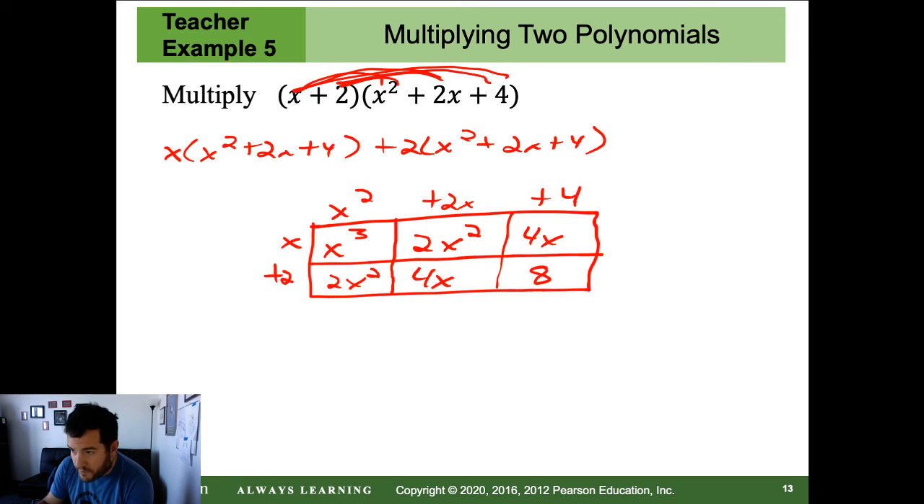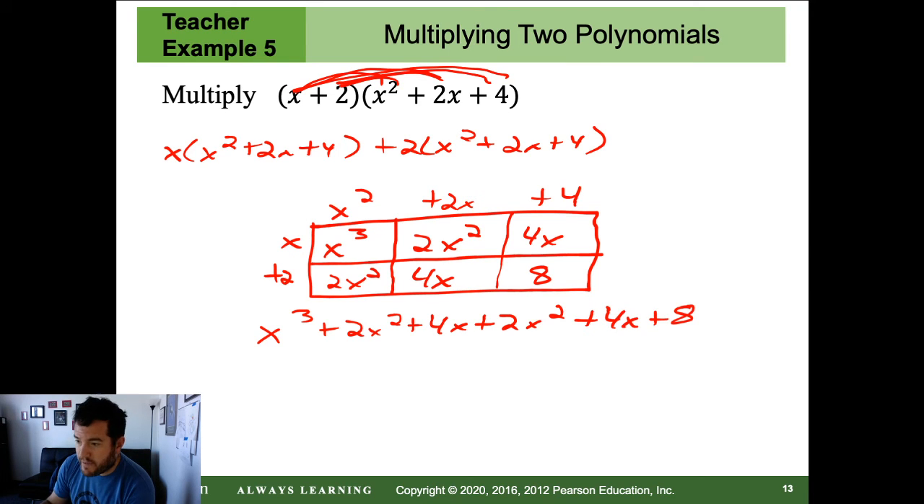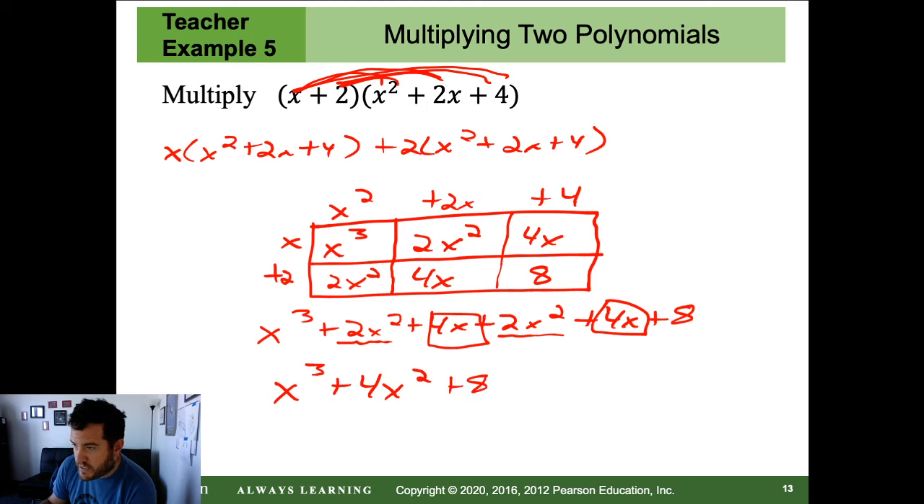Bring them all down. Combine like terms. I just have 1x cubed there. I have this 2x squared, and I have another 2x squared, so that's 4x squared. I have this 4x and this 4x, so that's a total of 8x plus 8. So this is my final answer.